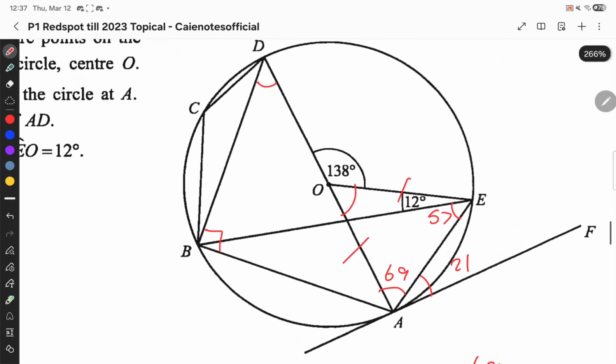BCD. What is BCD? BCD is this. We can find it by using cyclic quadrilateral, and we can find this remaining angle. Now this is 57. We know this is 57. We know this copies over to 57 over here.